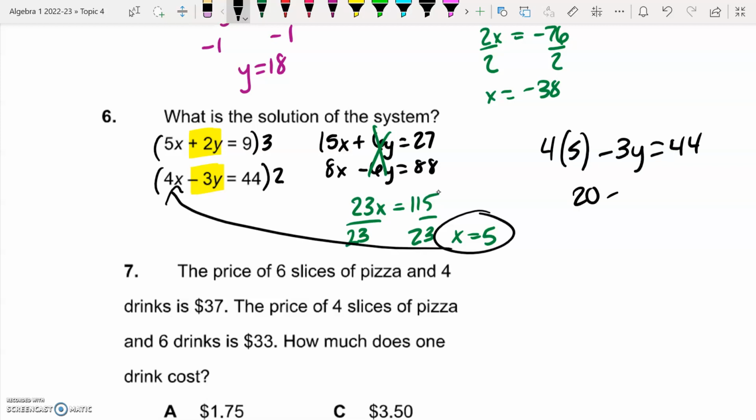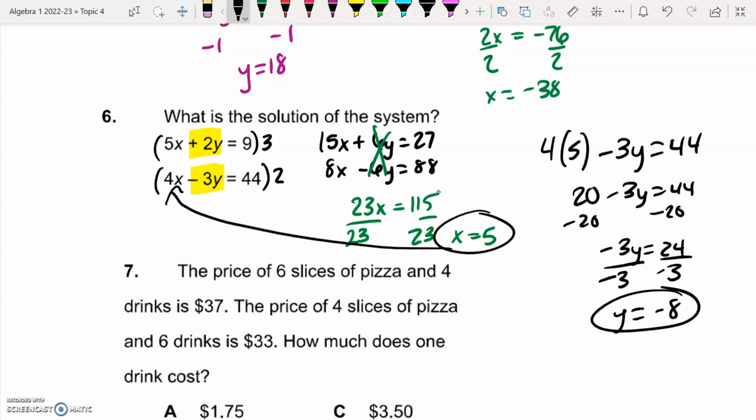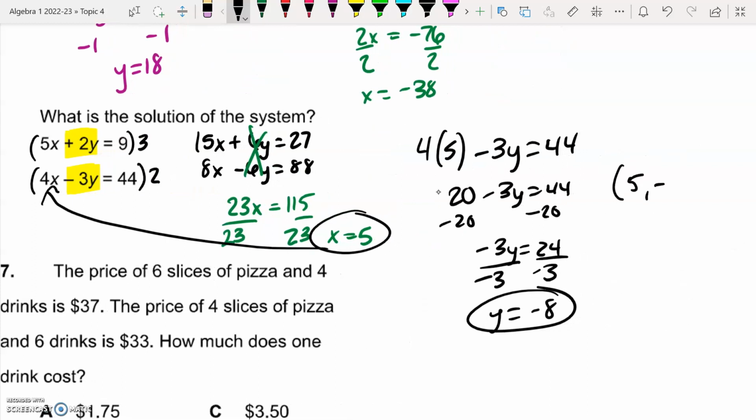So that gives me 20 minus 3y equals 44. Subtract 20. Negative 3y equals 24. I divide by negative 3. I get y equals negative 8. So again, write it as an ordered pair. My answer is 5, negative 8.